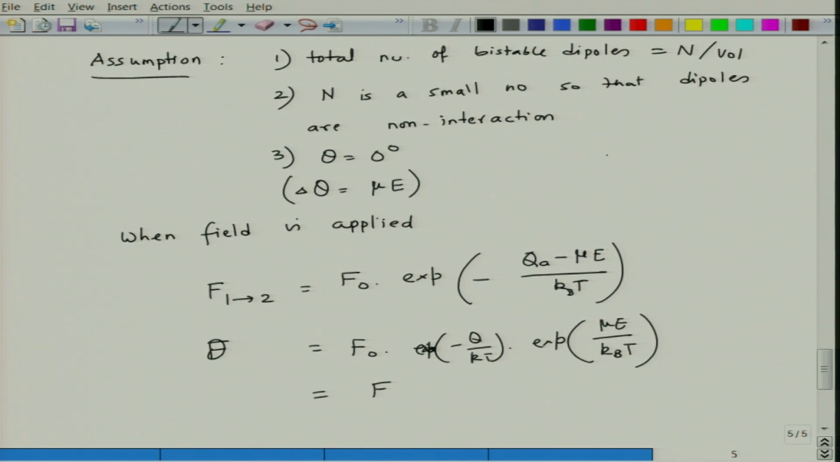Okay. So, when we have no field, then F was equal to F naught into exponential of minus QA by kT. So, this is F into exponential of mu E by kBT. So, basically it is saying that the site where the energy barrier has lowered, the probability has increased by the amount exponential mu E by kT. So, the flow in one direction has increased, but the flow from the other direction will correspondingly decrease.